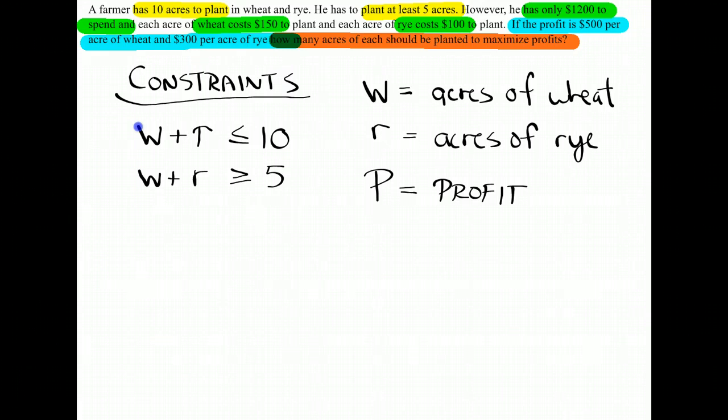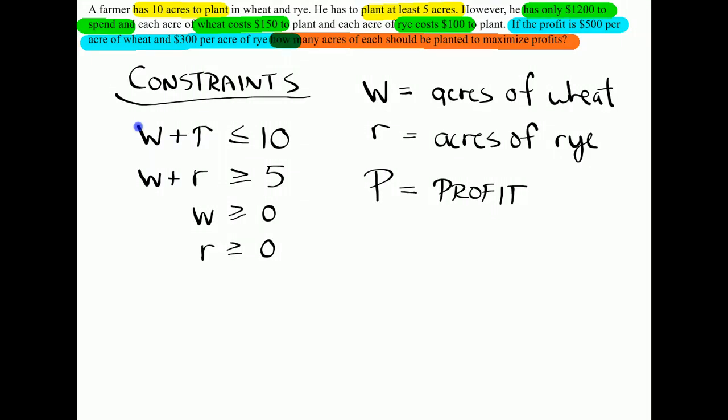I kind of forget this every time, but there are some obvious ones here, and that is we are not going to be planting negative acres of something. So that means that W has to be greater than or equal to 0, and so does R. And these ones are very common. So you'll commonly see those when you're doing problems like this.